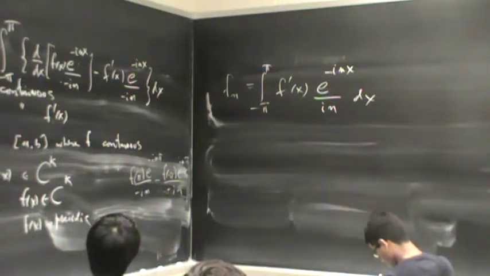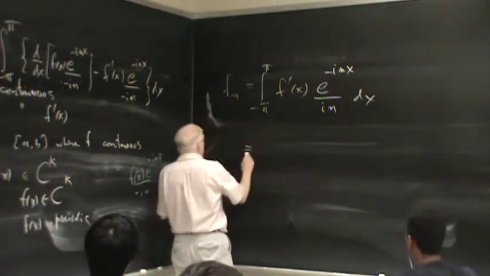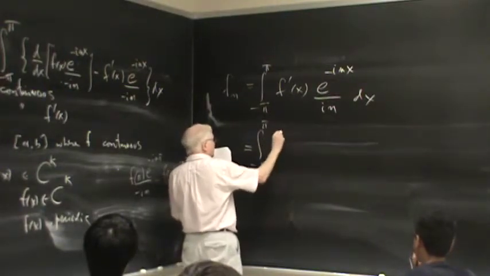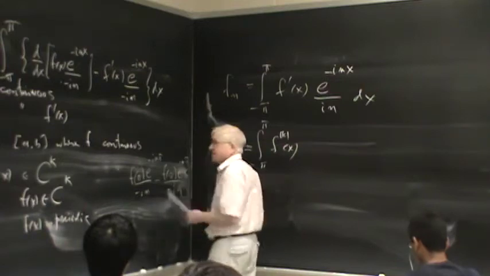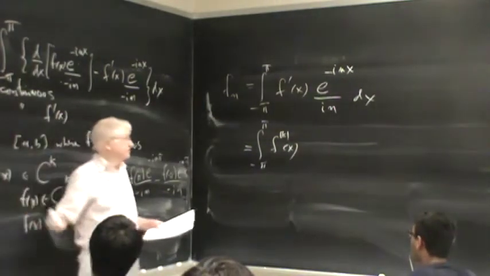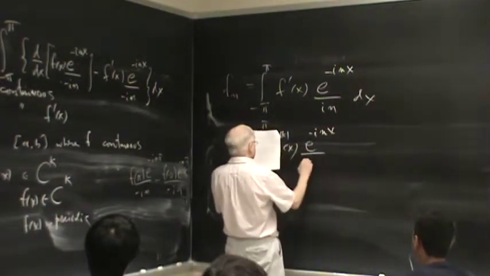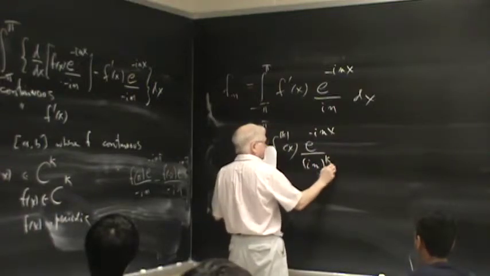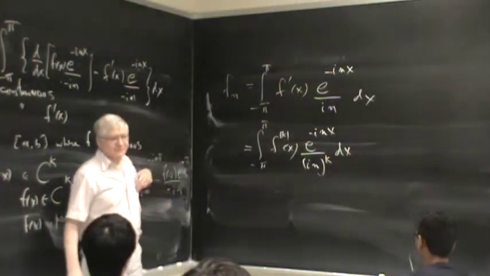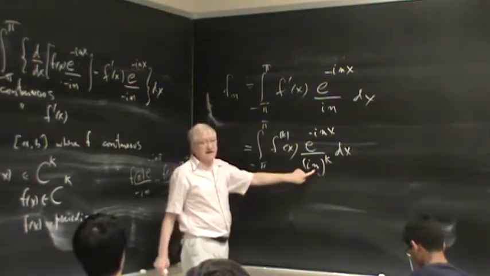Okay, so F_n is that. If we do this k times, we get the integral from minus pi to pi of f^(k), which exists, and in fact is continuous, times e to the minus i n x over (i n) to the k. We call this the i n to the k theorem. So what you see then is that the coefficients go down as 1 over n to the k.